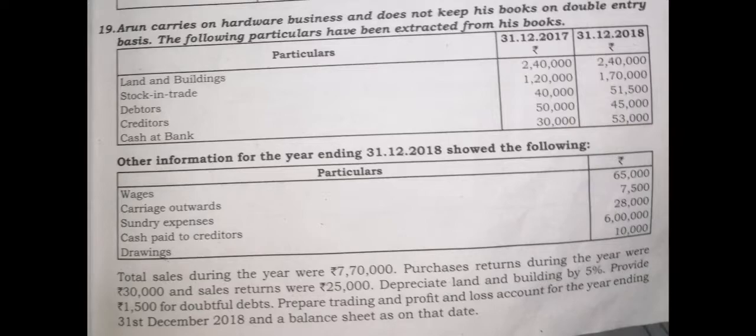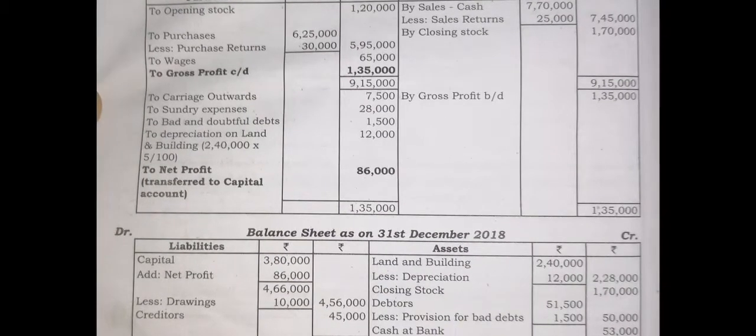Then land and building 2,40,000 will go to the asset side, and we can also charge depreciation at 5%, put in the inner column. See, balance sheet asset side, land and building 240, we put it in the inner column. Good.